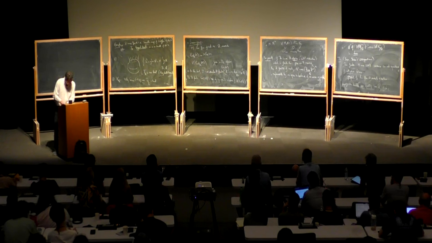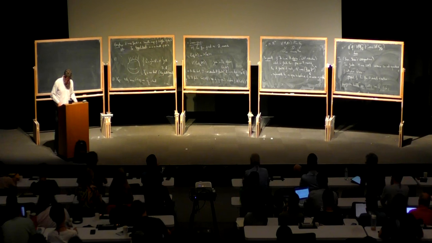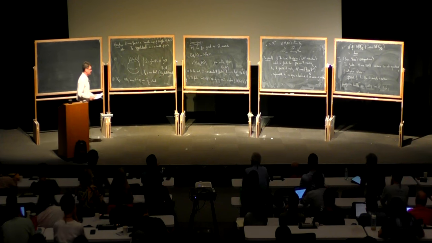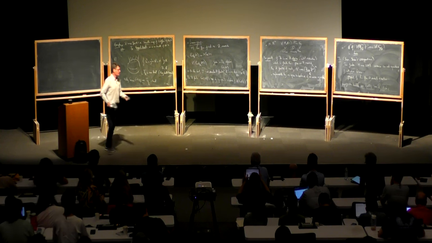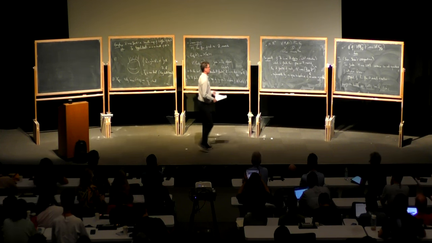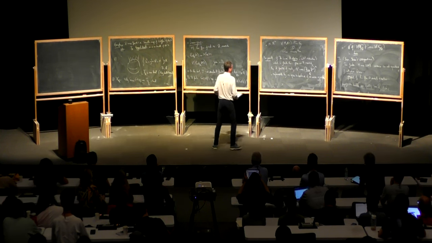Okay, so now I have to relate linear groups with vector bundles. And for that, we need trivializations and cocycles. Okay, so what can I erase?